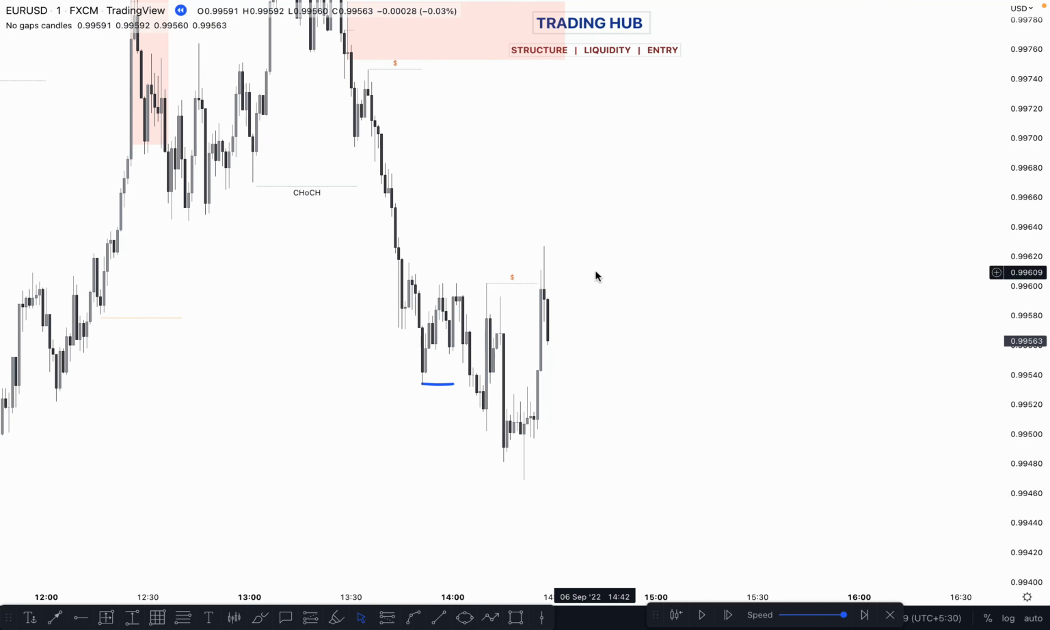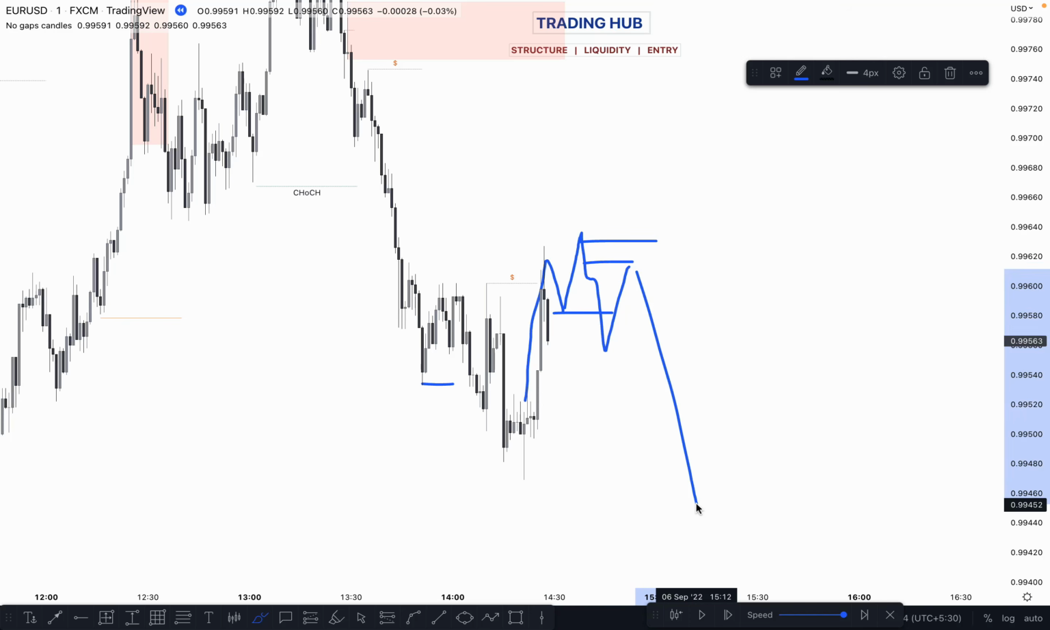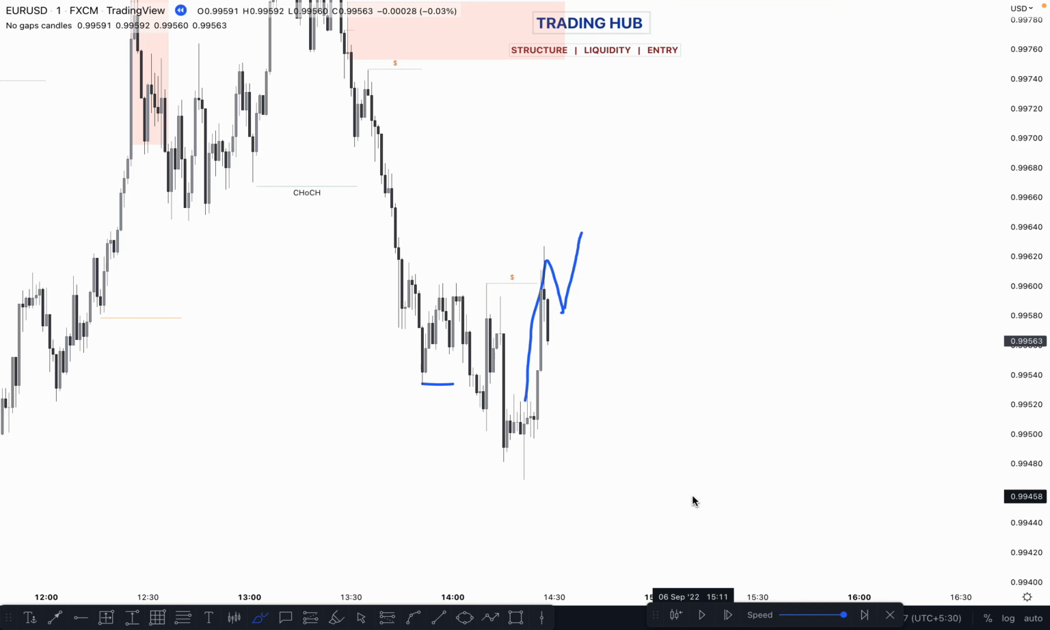Market just swept the liquidity. In case the market closes above it, how can we take entry at this point? We can take entry if the market closes above it, gives a little bit of pullback and pushes higher, breaks this minor structure and pushes downside, and mitigates this order block and pushes downside. So this is our next possible entry.